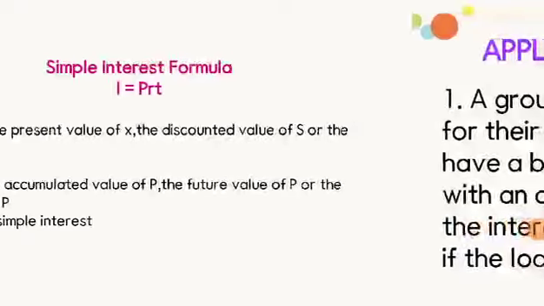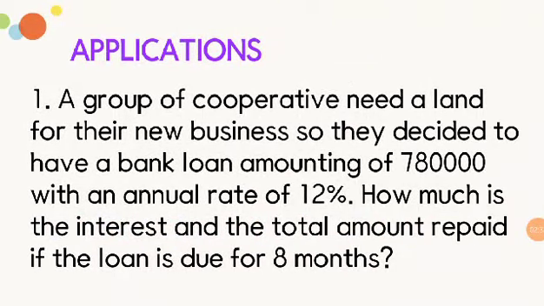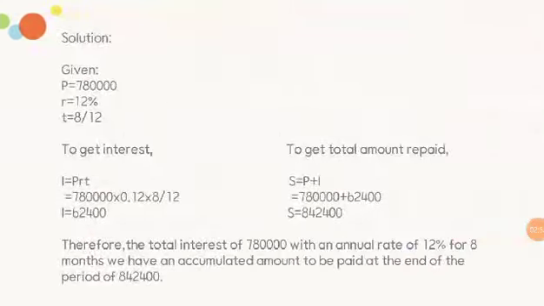Now, I have 3 problems for you to understand the concept of simple interest. First problem, a group of cooperative needs a land for their new business. So they decided to have a bank loan amounting to 780,000 with an annual rate of 12%. How much is the interest and the total amount repaid if the loan is due for 8 months? In this problem, the given principal is 780,000, rate is 12% or in decimal it is equivalent to 0.12, and time is 8/12. Why 8/12? Because we have 12 months in a year.